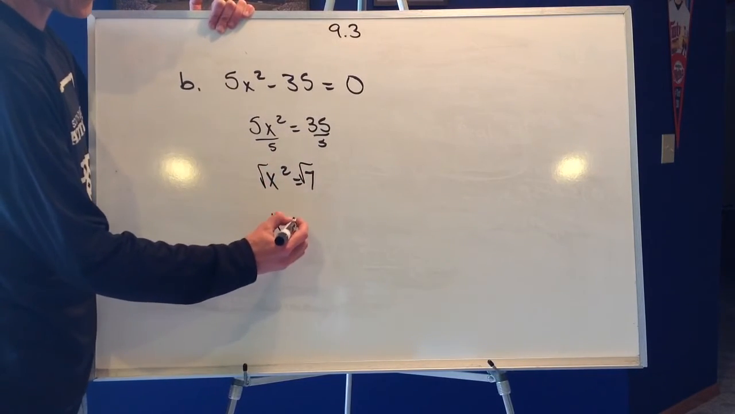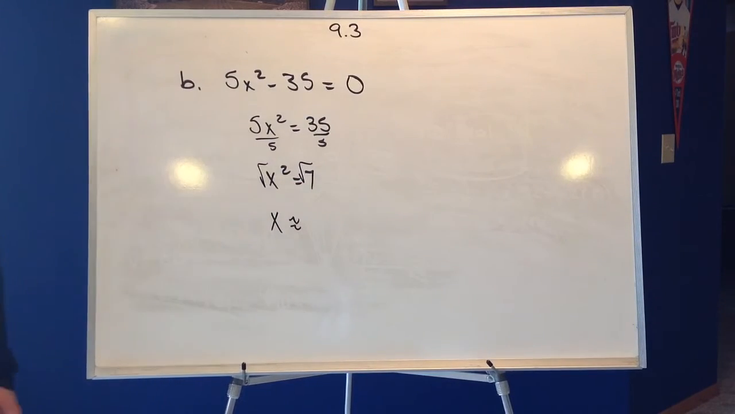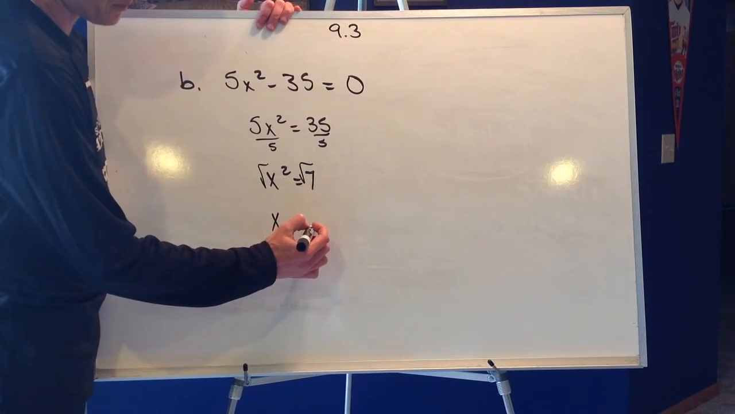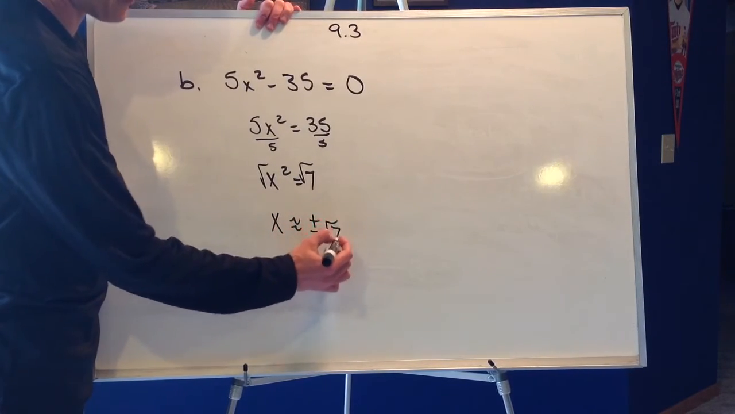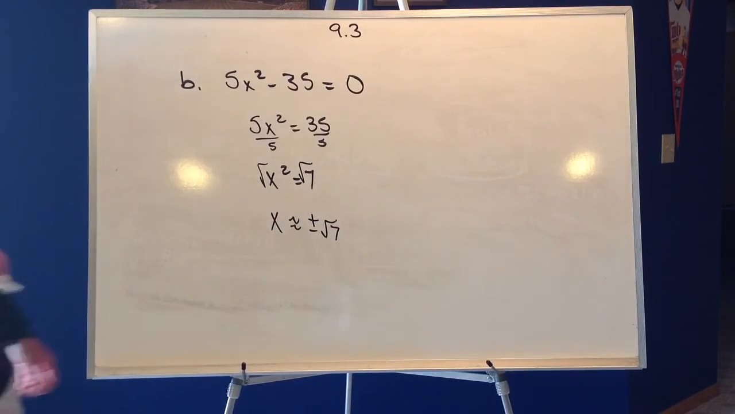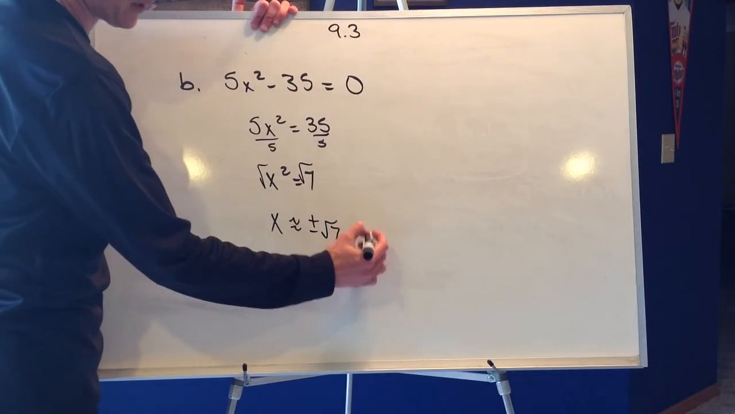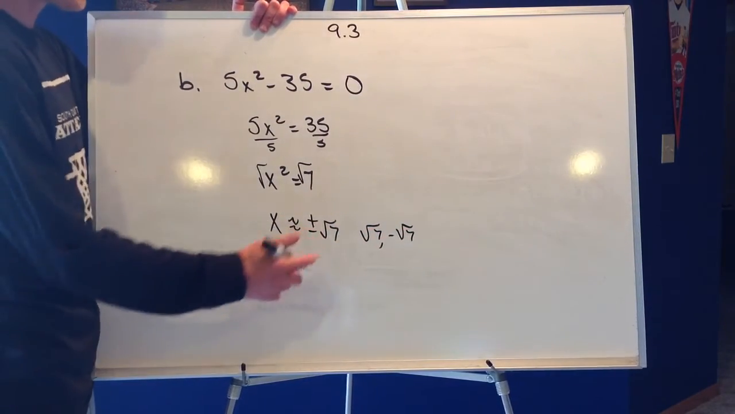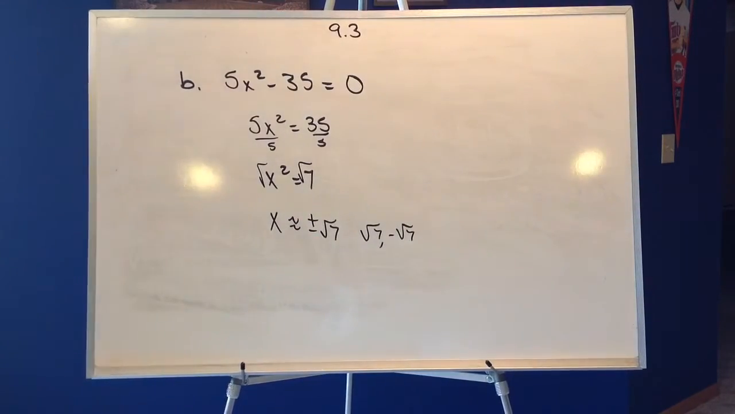Now this one does not work out nicely. Square root of 7 is not perfect. You really have two options for this. Number one, you can do plus or minus square root of 7. Remember, that gives us both the positive and negative. We used that term earlier in the year. If you don't like that, you can write it out as square root of 7 and negative square root of 7. I don't care. Or you can put it in the calculator and round it as well.